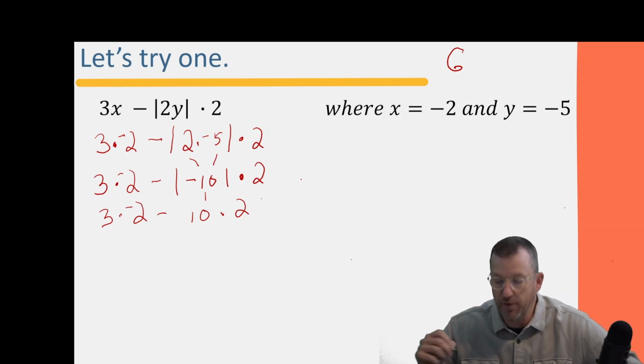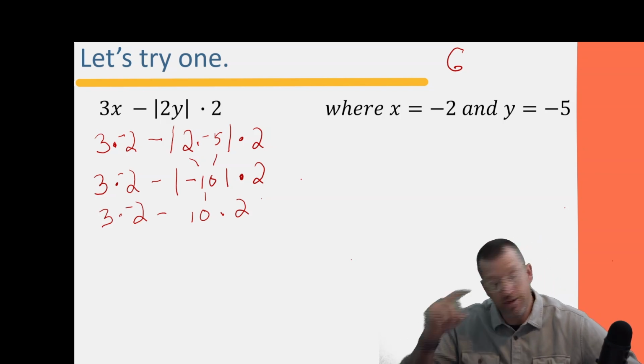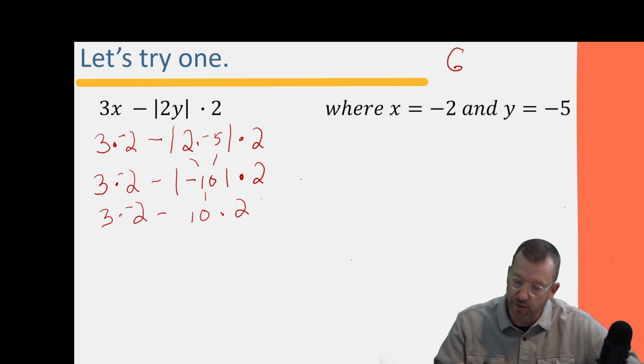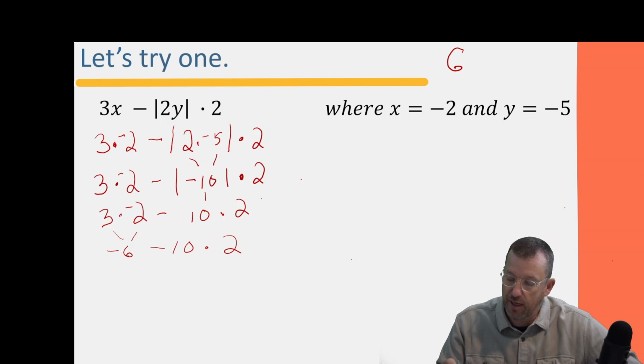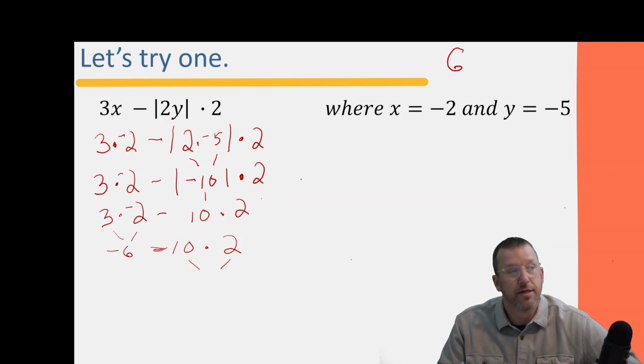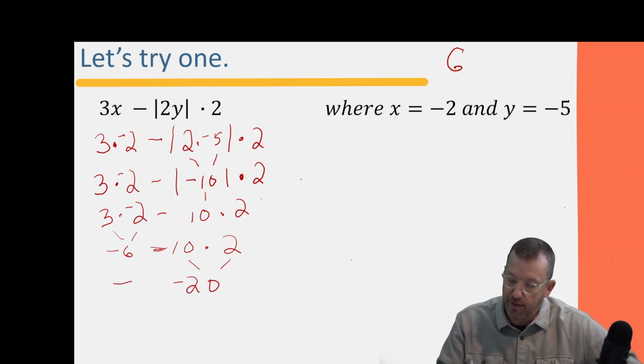Now, do we have any exponents? No, we do not. Do we have any multiplication or division? Yes, we do. So we go left to right. What is 3 times negative 2? It is negative 6. Write everything else down. Okay, now do we have any multiplication or division left? Yes, we do. We have negative 10 times 2. Well, 2 groups of negative 10 would give us a negative 20. Okay, then we bring everything else back down. And remember, this is negative 20, the answer.